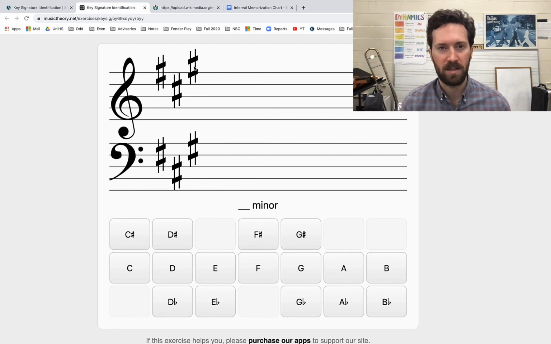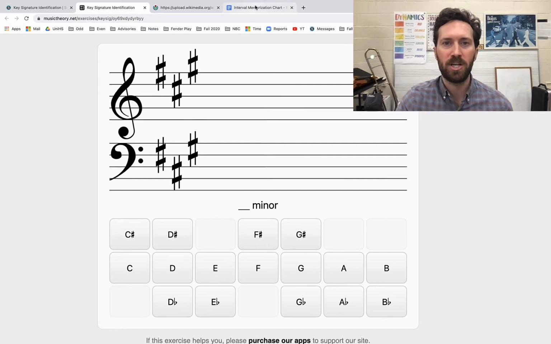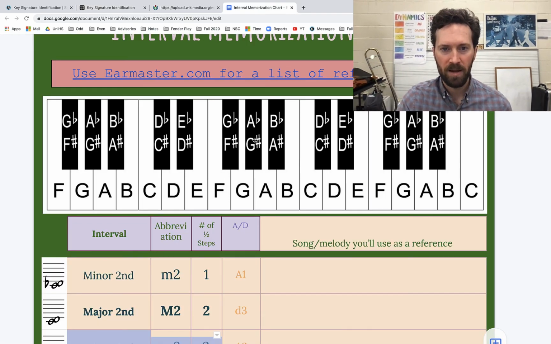And we have to memorize the order of flats, B, E, A, D, G, C, F. Bead, G, C, F. So we have F sharp, C sharp, G sharp. What's a half step above G sharp? Here's G sharp. Half step above is A. This is the key of A major.